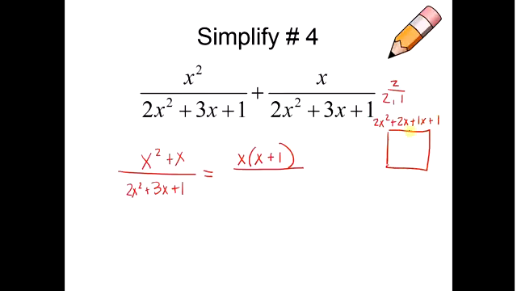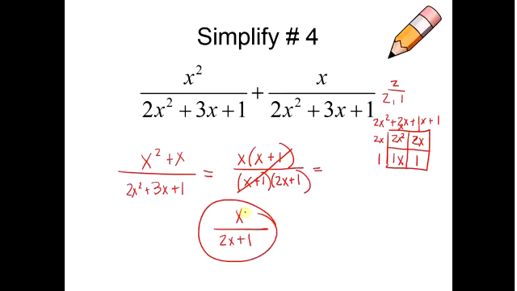Let's get a box going on here. 2x squared, 2x, 1x, and a 1. 2x going this way, x going that way, 1 and a 1. So I can simplify that down to x plus 1, 2x plus 1, right? Can I cancel anything? Oh yeah, x plus 1s. So I'm going to be left with x over 2x plus 1. That's as simple as it can be.